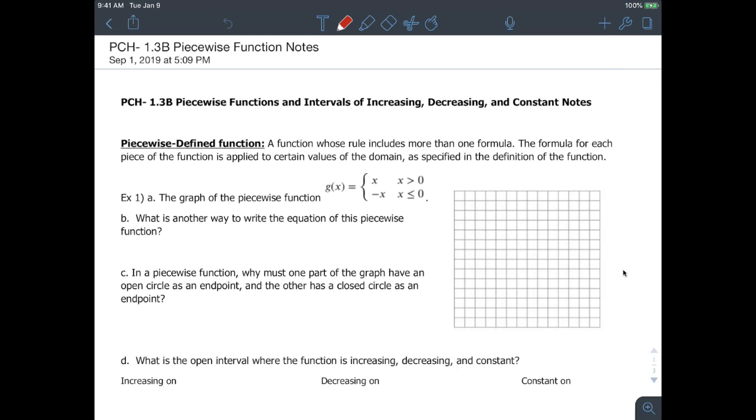Hey guys, we're looking at piecewise functions today, and when we do that, we can also look at intervals of increasing, decreasing, and constant, which you should have looked at last year. So a piecewise function is a function that is made up of more than one type of equation. So each piece of the function is made up of a different equation. So you have to be able to read domain and range to be able to do these. So let's look at the first one.